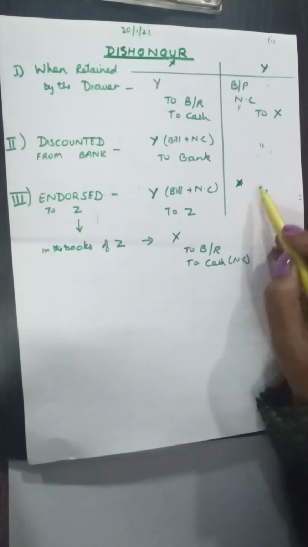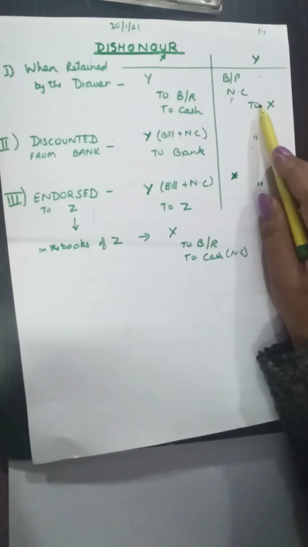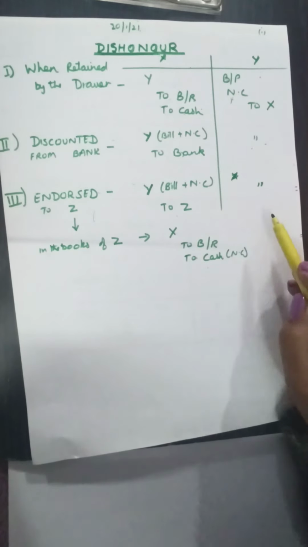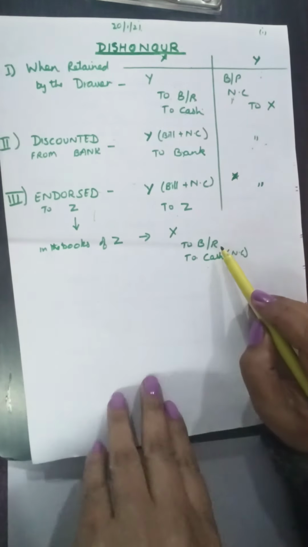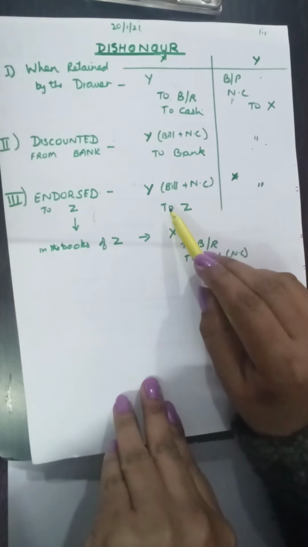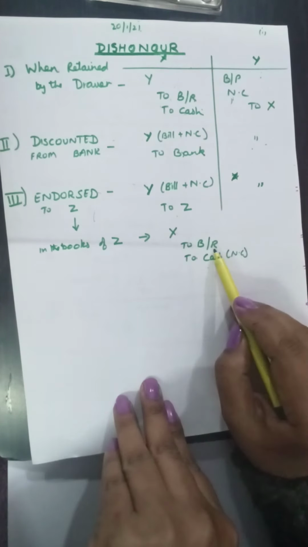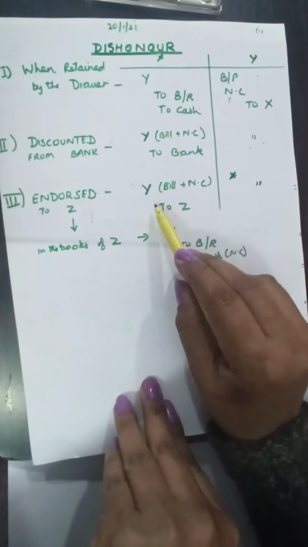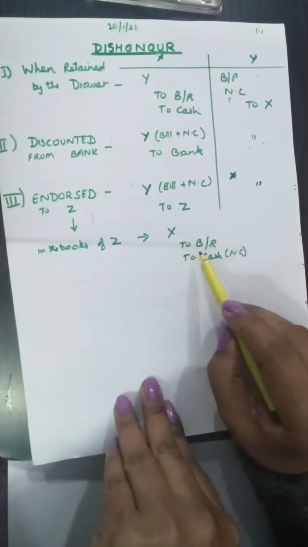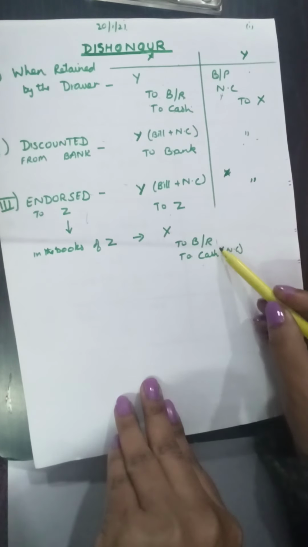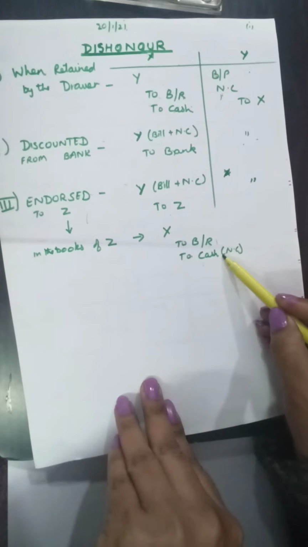Entries in the books of Y will remain the same. Bills Payable, noting charges to X, wherever the bill is. Entry in the books of Z, Z's entry, he has given the bill to Z. I did not have place here, so I have written it here. Either Y to Z, or X to BR. And see here, this also was cash, here also noting charges will be credited to cash.